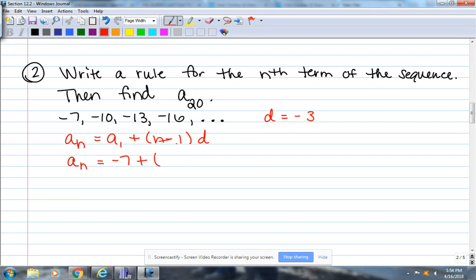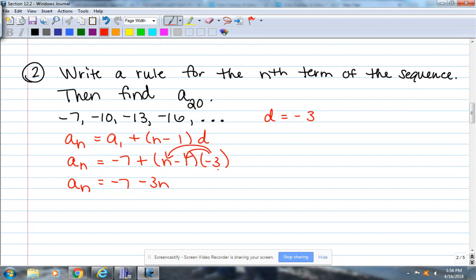So -7 is my first one. Plus parentheses. We don't know what n is, so I'm going to leave that n minus 1. But I do know what my D is. What's my D? -3. So I'm going to keep my -7 out here and distribute this -3. Even though it's kind of reversed the way it's written, it doesn't really look like distributive property. -3n.